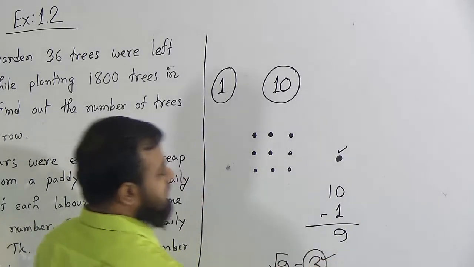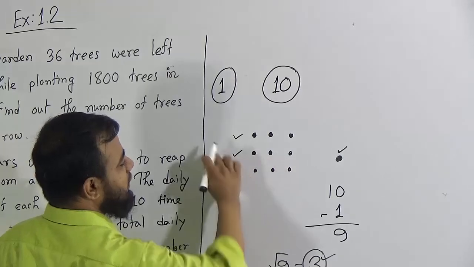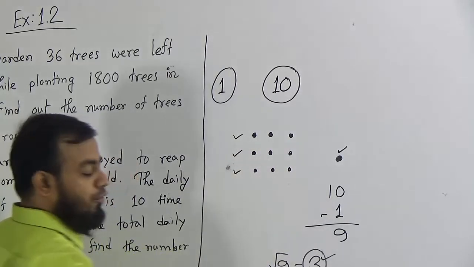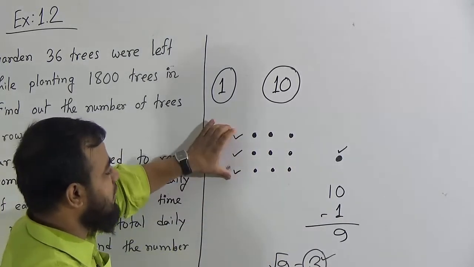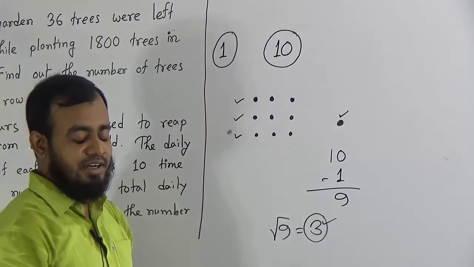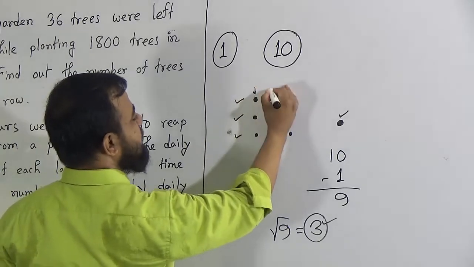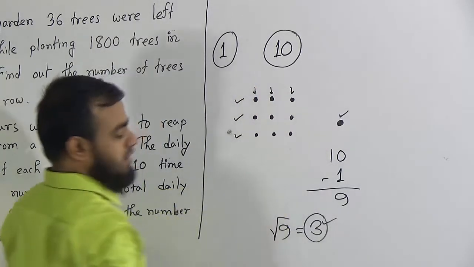So what is 3? 3 will be the number of rows: 1, 2, 3. The number of rows is 3. There are 3 rows there. And how many trees are there in each and every row? In each and every row there are 1, 2, 3 trees.